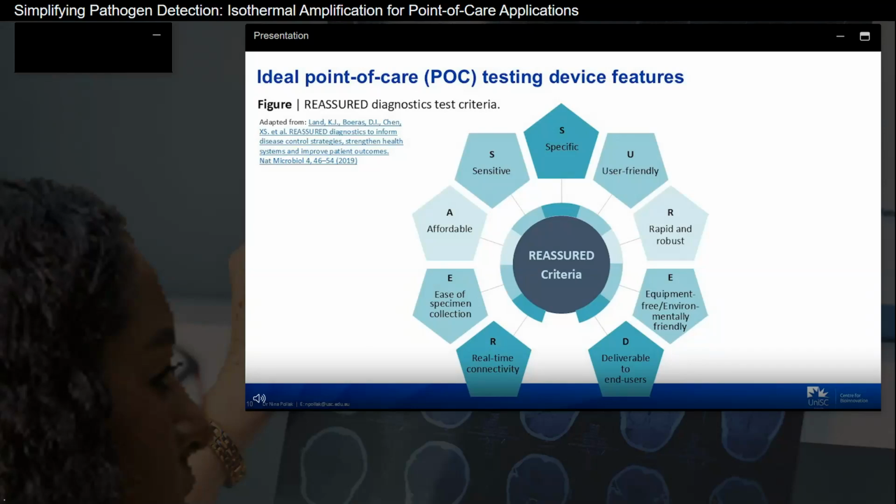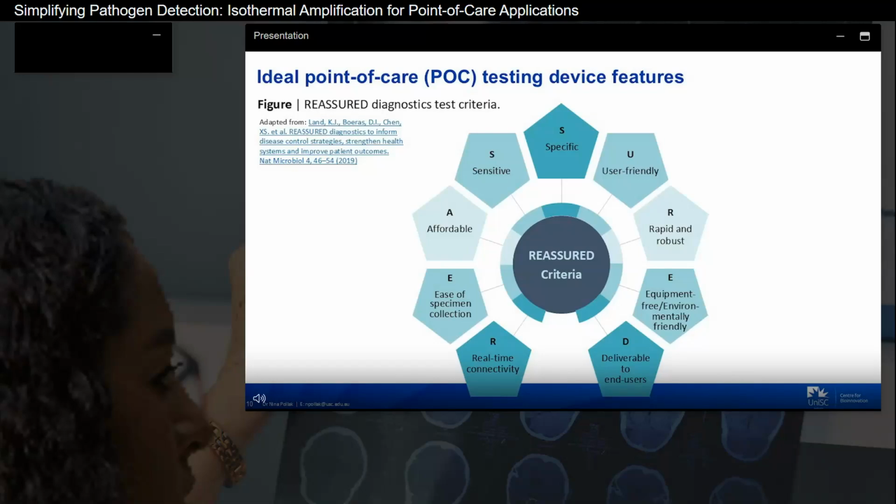S for sensitive. Sensitivity is always key to avoid false negatives. The best tests catch every relevant signal, ensuring that no case is missed and that the results are as accurate as possible.